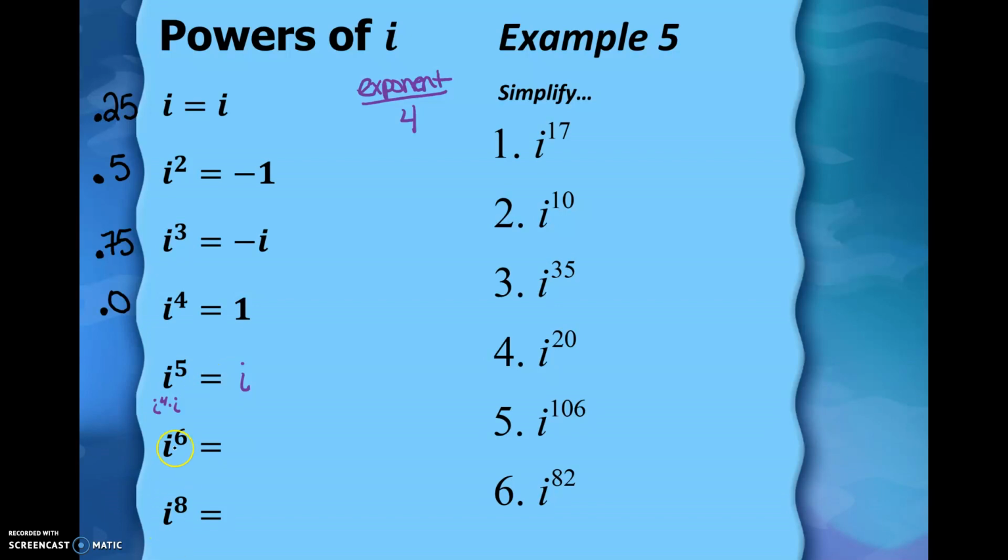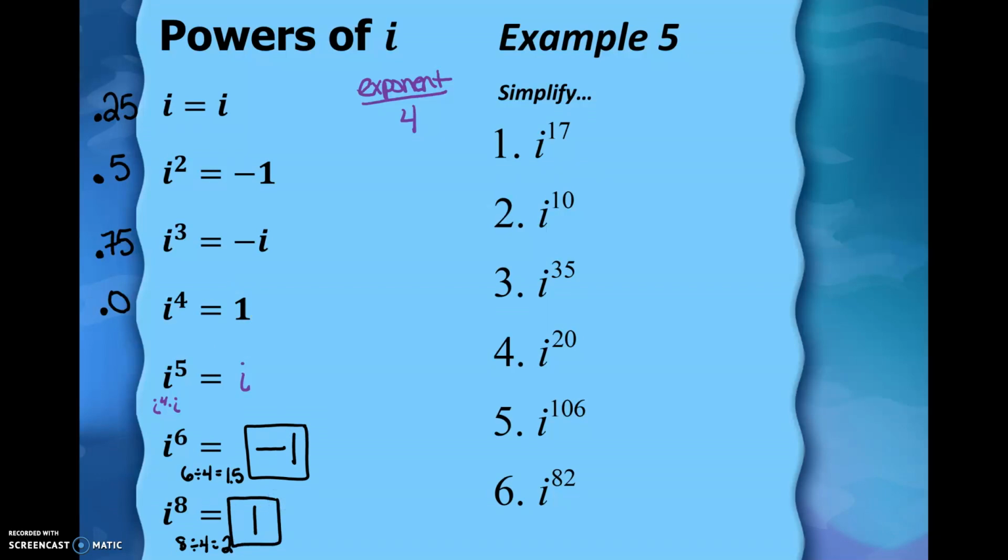So for each of these, i to the sixth, I want to, off to the side, take 6 divided by 4. 6 divided by 4 is 1.5. Look at the decimal. If the decimal is 0.5, we're going to use the second one. Our answer is going to be negative 1. On i to the eighth, do your exponent divided by 4. We get a whole number with no decimal. That means it's going to be the fourth one. Our answer is 1.